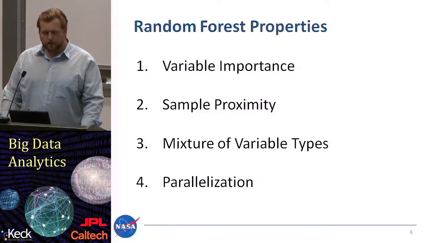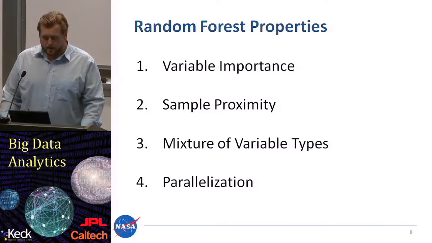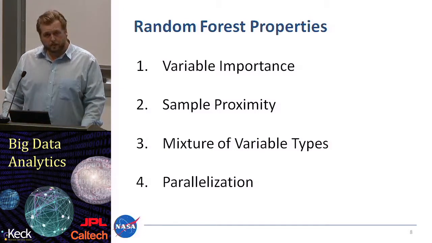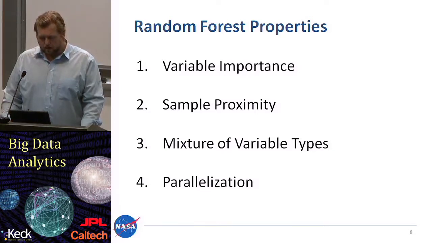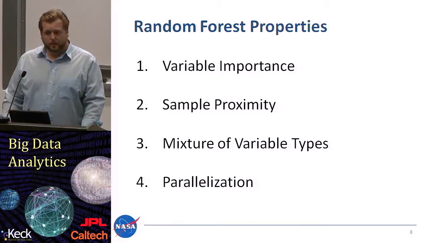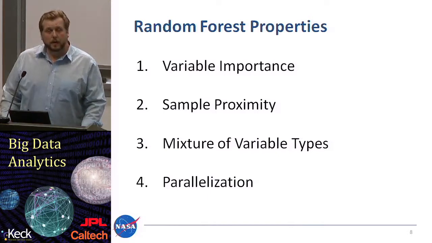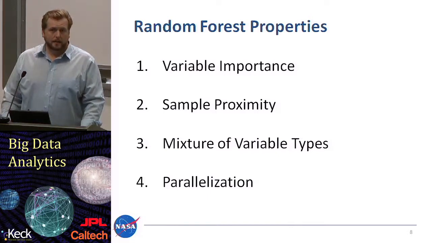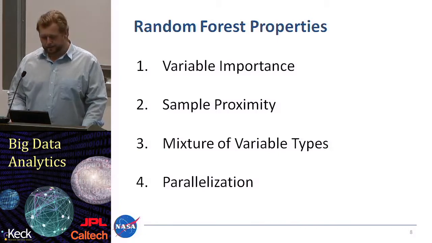So first we'll talk about variable importance, different kinds of measure, how to measure variable importance in models. Then we will talk about sample proximity, which can be used for clustering or model assessment or quality control. Then we will talk about the ability to actually mix variable types in random forest models. And finally, we will shortly talk about the ability to parallelize training and testing.